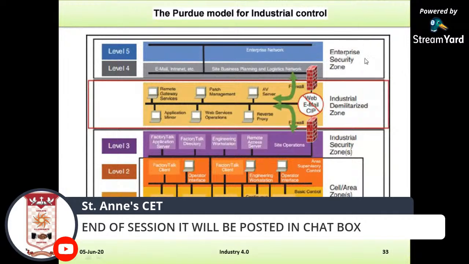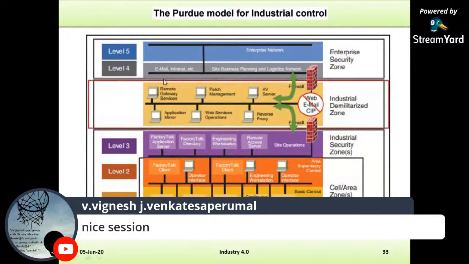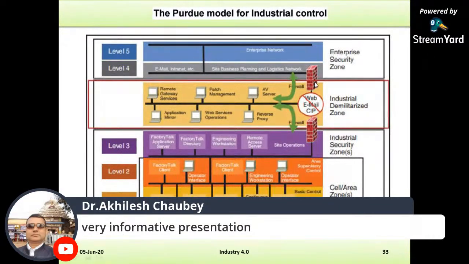That is the role of the enterprise security zone. The enterprise zone is where business processing stations are available. In between, the rate of hacking is very high, so that's why you provide a firewall here. And if you are in the industrial zone, otherwise called the manufacturing zone, we provide another firewall. So hacking attempts will be very low due to this.